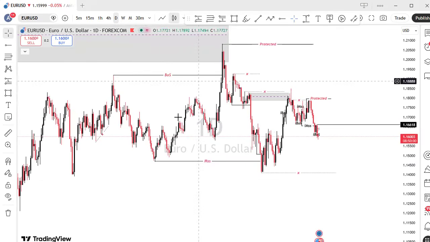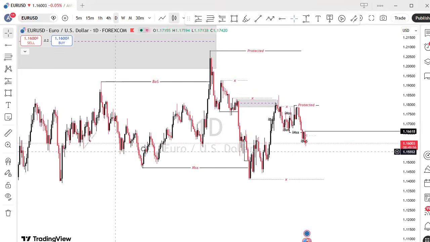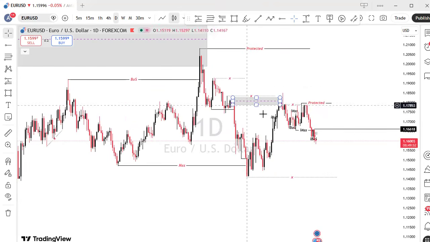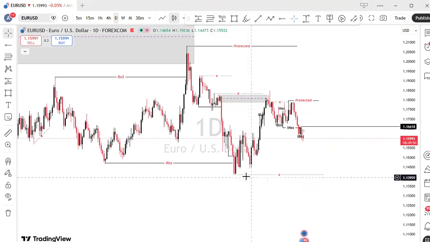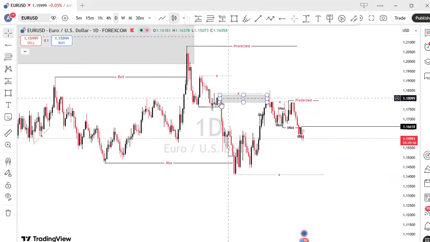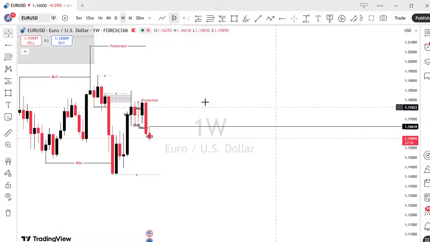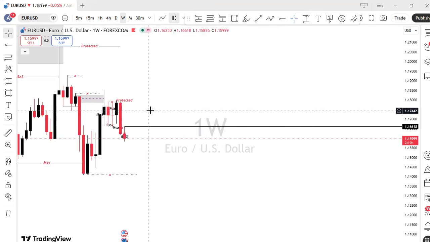Since we saw this change of character here from the daily time frame, that changed our bias from bullish to bearish, and you have been looking to sell Euro USD. Since we got this lower low here, we went to the higher time frame, that is the weekly time frame, and that is where we marked this order block from the weekly time frame, or you can call it a supply zone. So we have this weekly order block here.